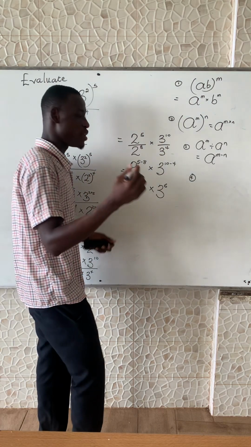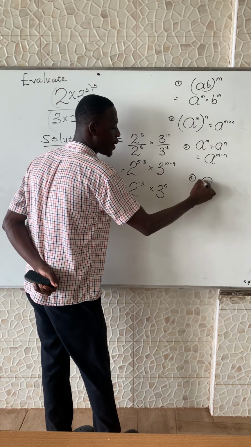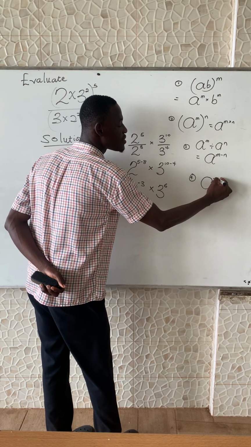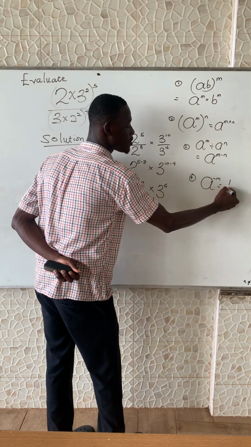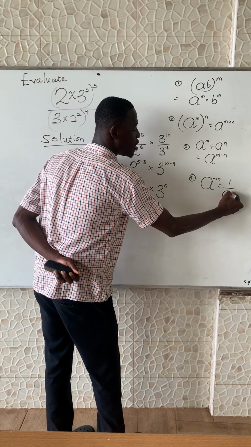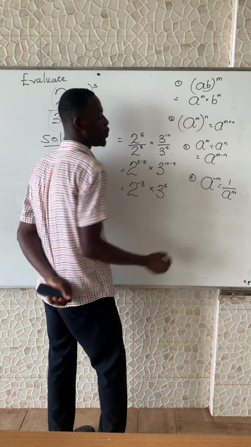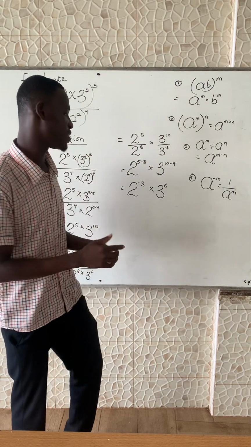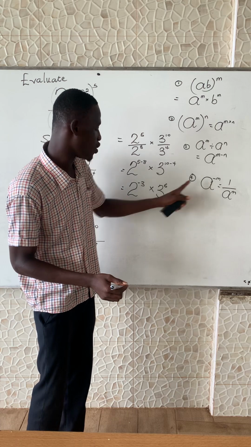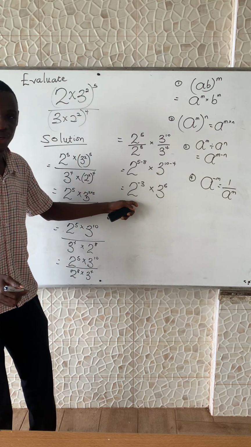Now, this law of indices says that if you have a number with a negative index, it's the same as the quotient of the index now becoming positive. So 1 over a exponent m. So please note, you can apply this fourth rule over here to this equation.